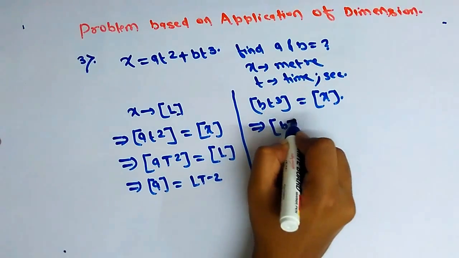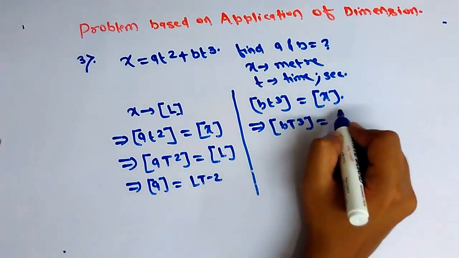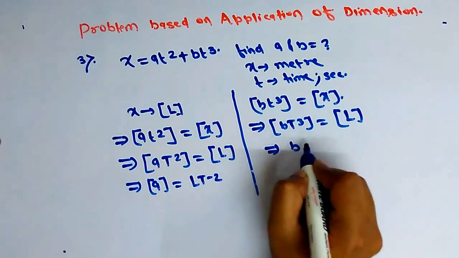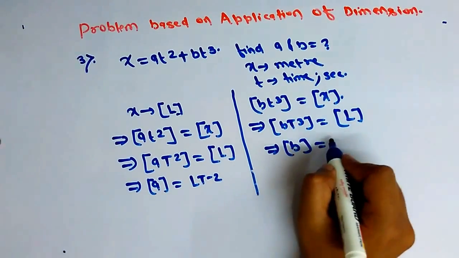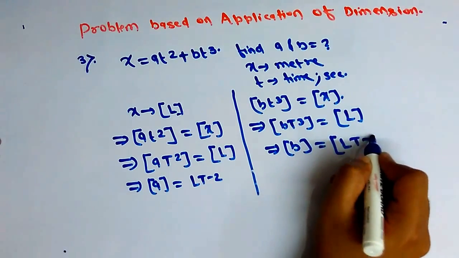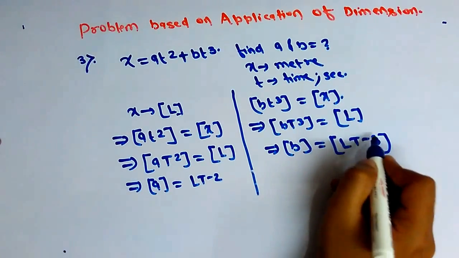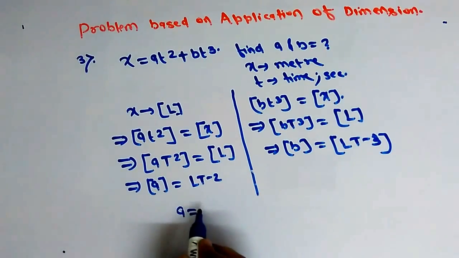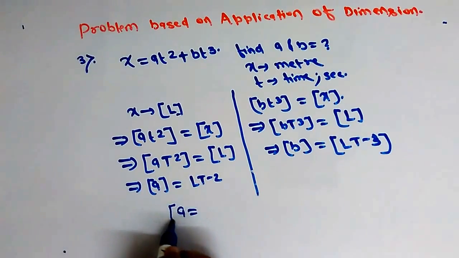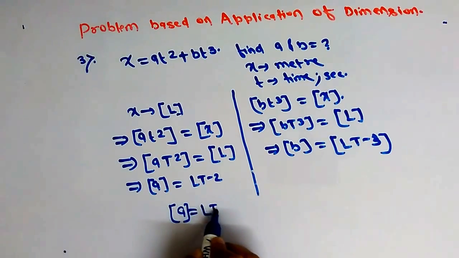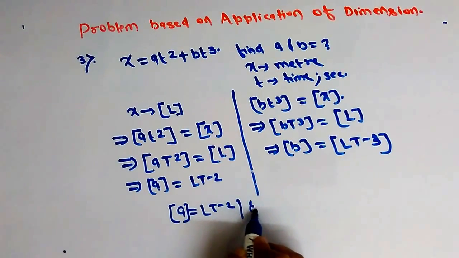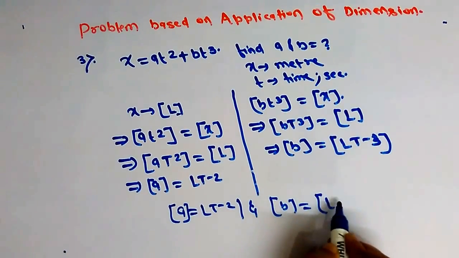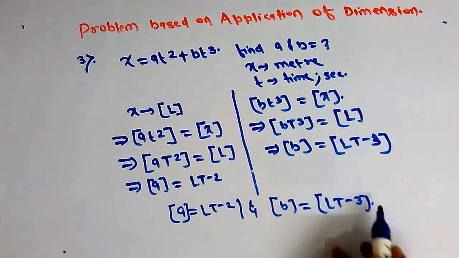So I can write b t cube equals a dimension of L. So the dimension of b will be L T^-3. In this way we calculate the dimension of a equals L T^-2, and the dimension of b equals L T^-3.